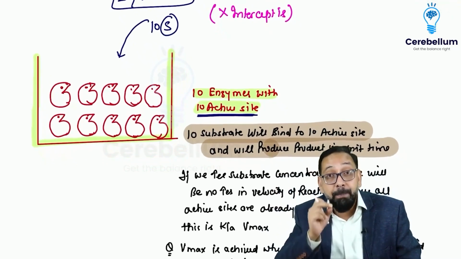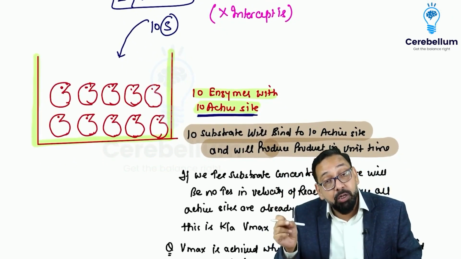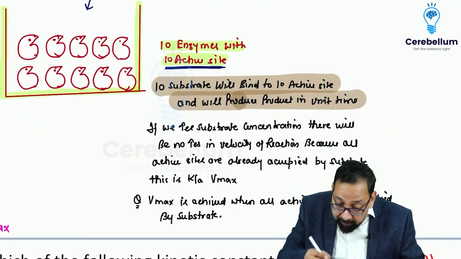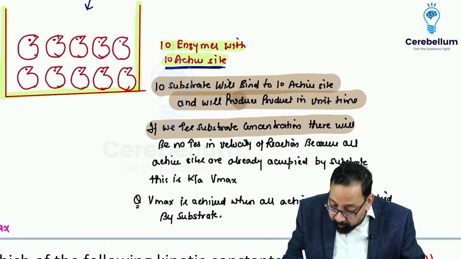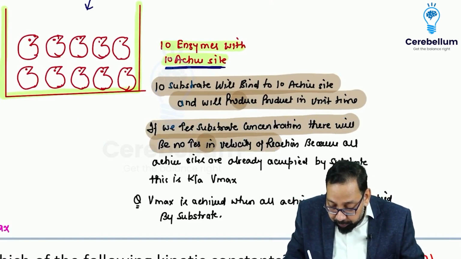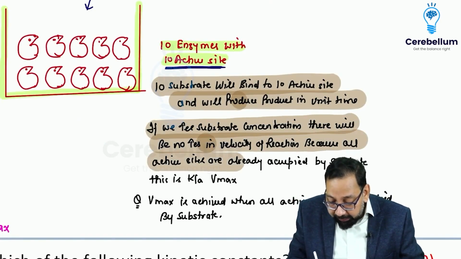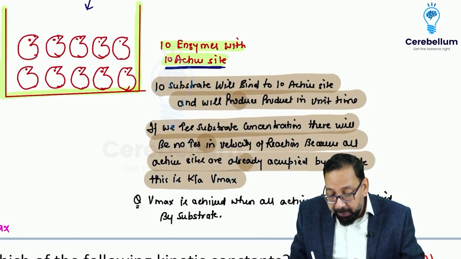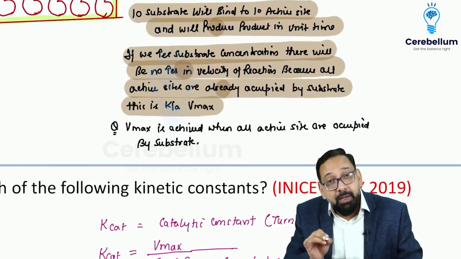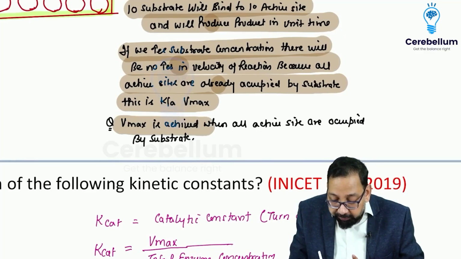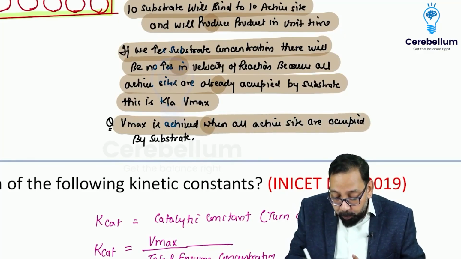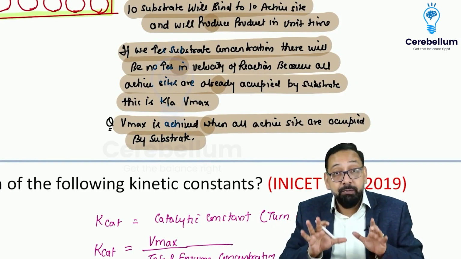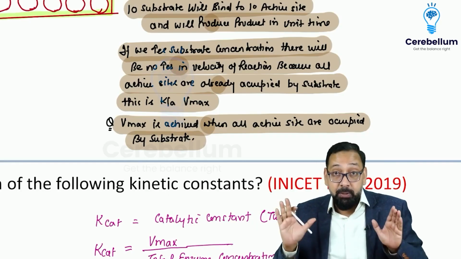You can convert a maximum of 10 substrates to 10 products because you have only 10 enzymes. So if we increase substrate concentration, there will be no increase in the velocity of the reaction because all active sites are already occupied by substrate. This is known as Vmax. A single-liner question: Vmax is achieved when all active sites are occupied by substrate.